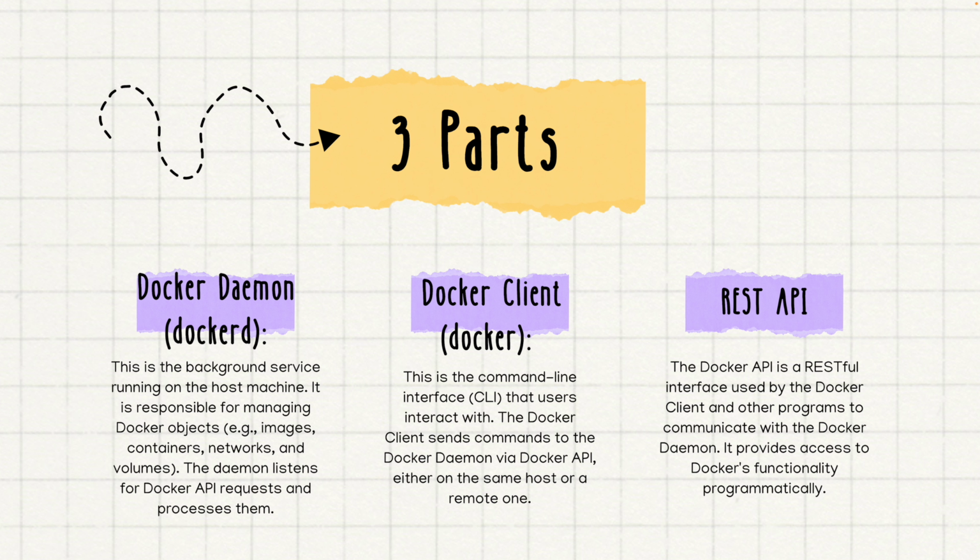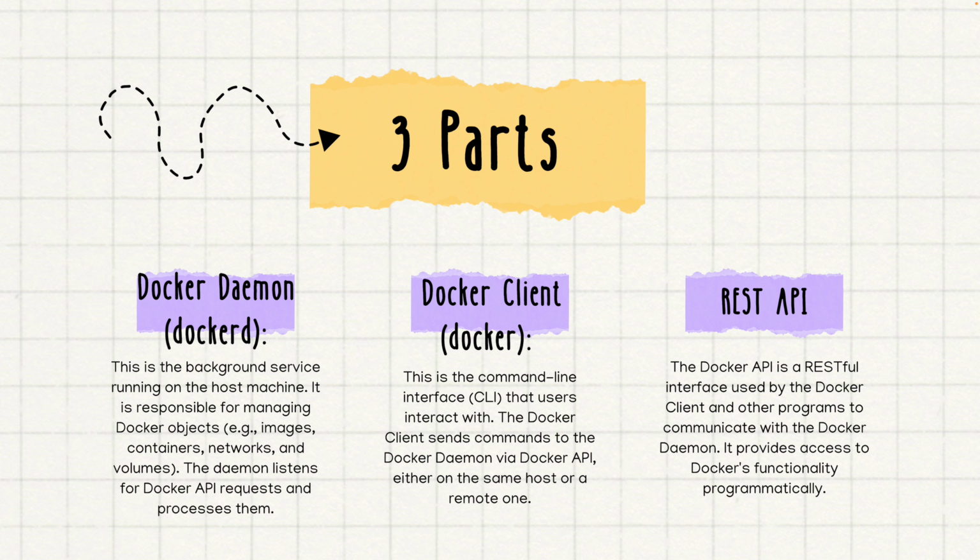For example, when you are running the docker run command, that command goes to the Docker Daemon so that it can process it. And who sends that command to the Docker Daemon is the Docker client. The Docker client is the command line interface that interacts with the Docker Daemon through Docker APIs and sends these commands through the API. It can be on the same host or a remote one. And the REST API is the Docker API, which is a communication link between the Docker client and the Docker Daemon, and it provides programmatic access to Docker's functionality.